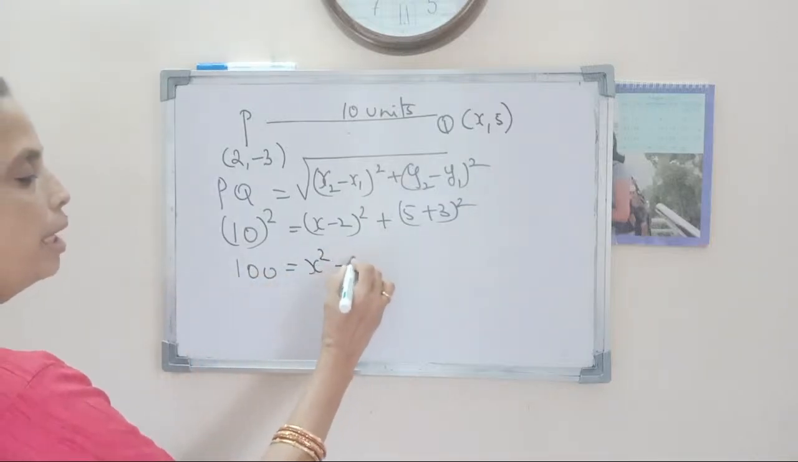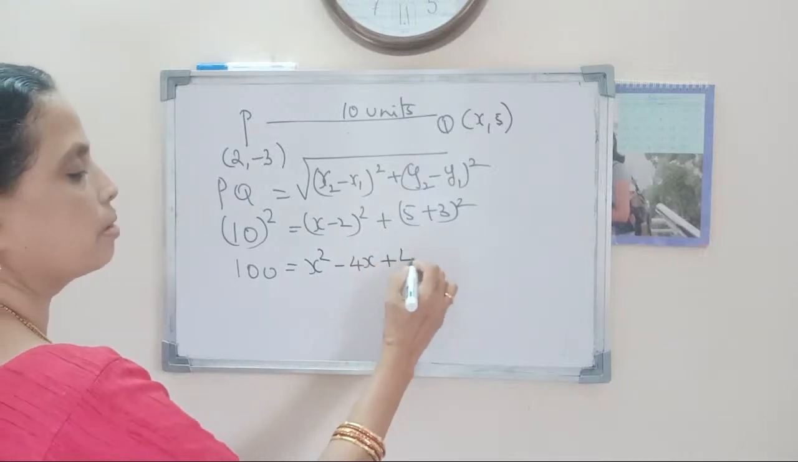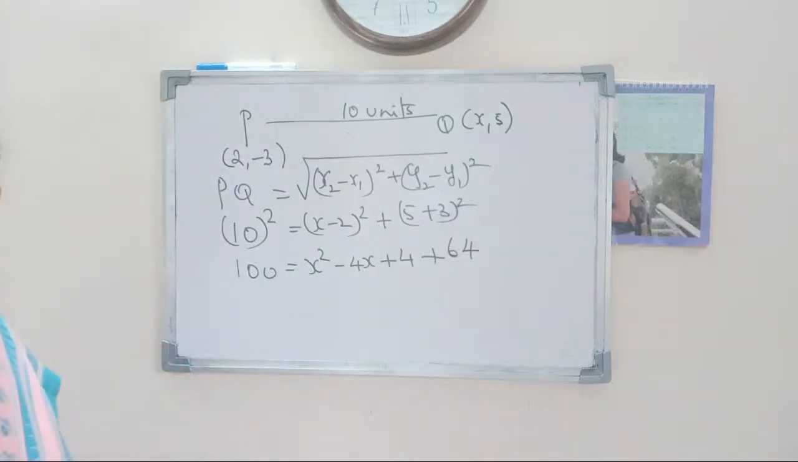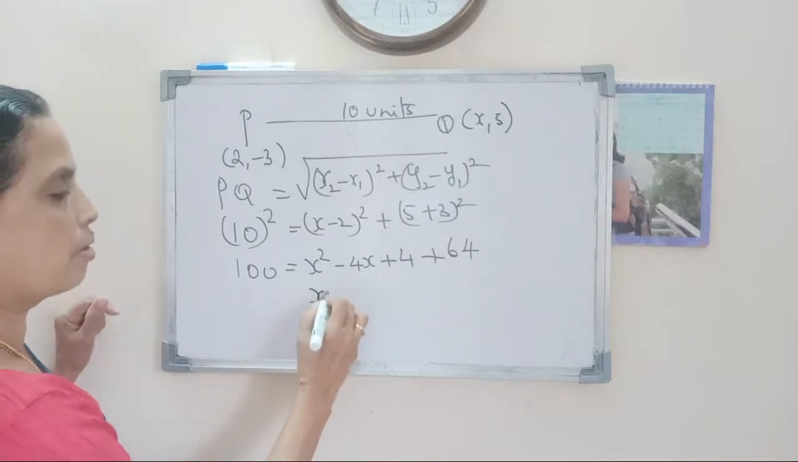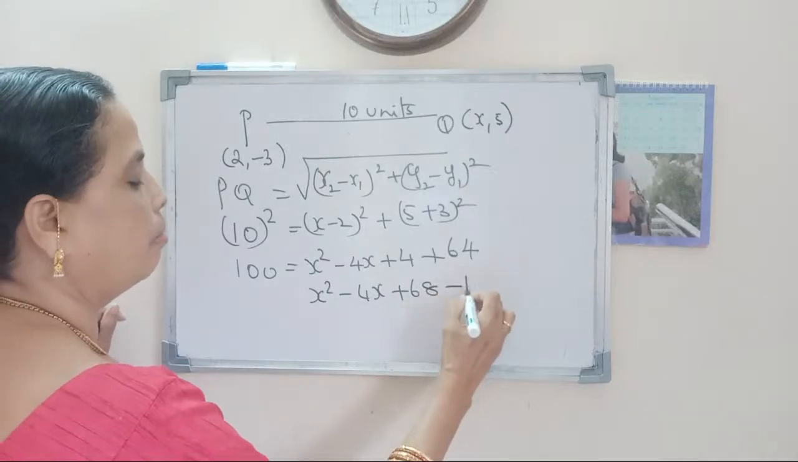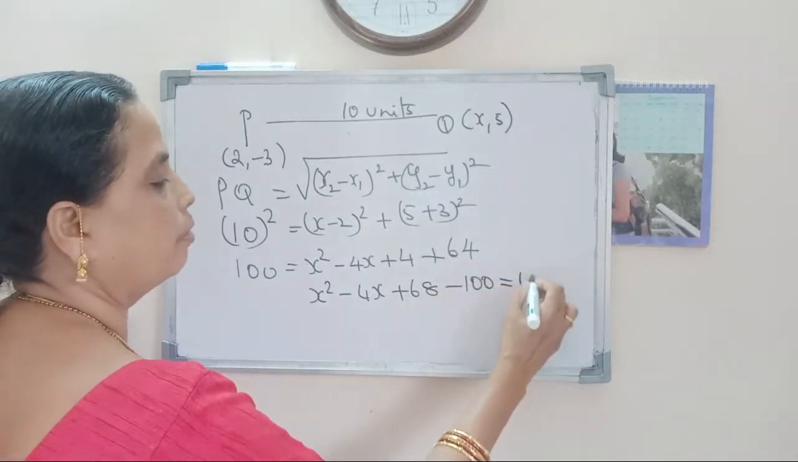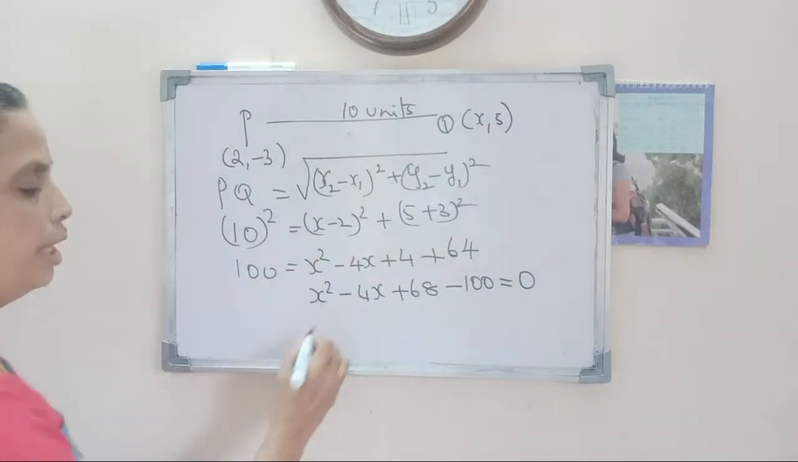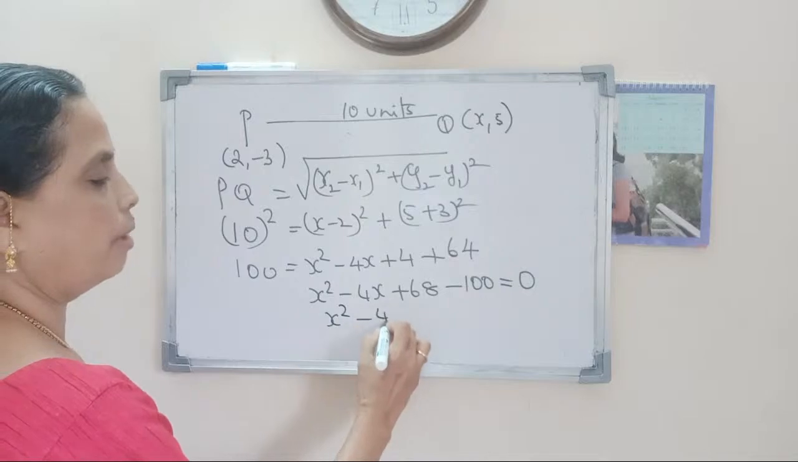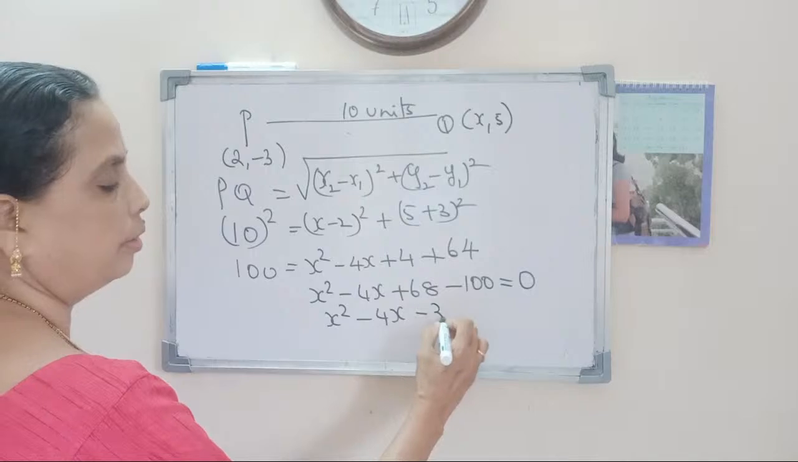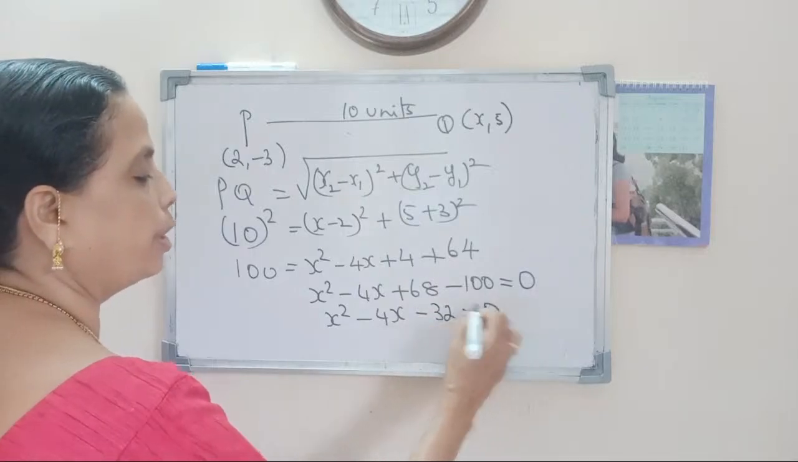x square minus 2ab plus b square, that is x square minus 4x plus 4, plus 64. 5 plus 3 is 8, and 8 square is 64. Now, x square minus 4x plus 68 minus 100 equals 0. I transferred 100 to the RHS. Now the equation becomes x square minus 4x minus 32 equals 0.